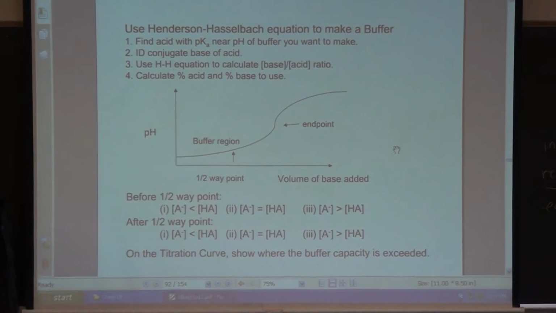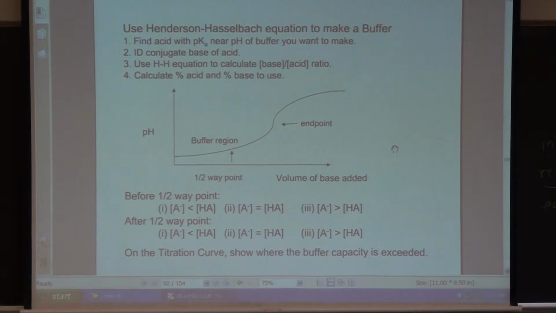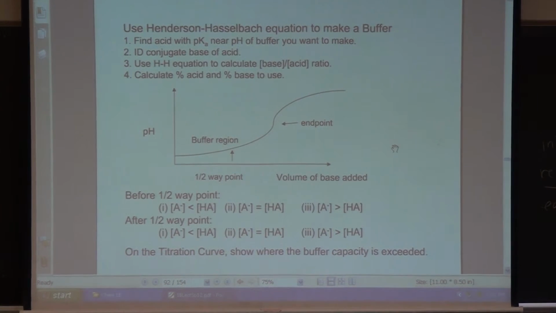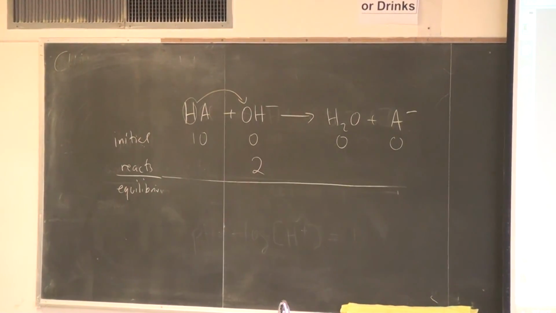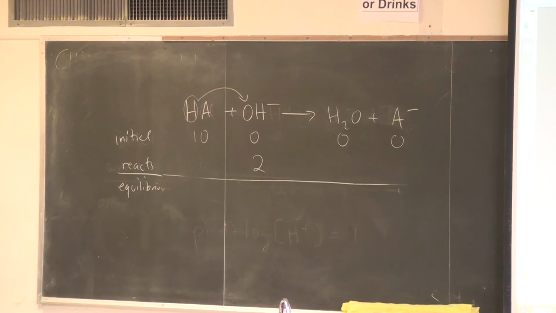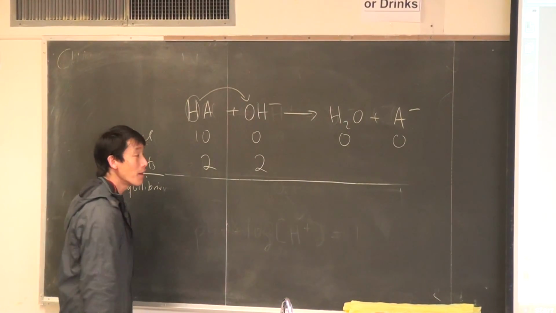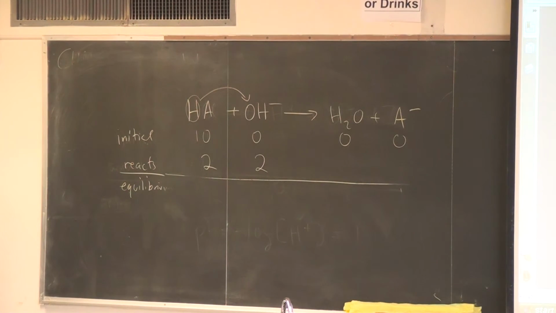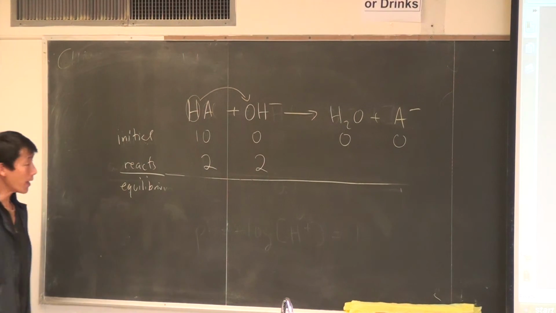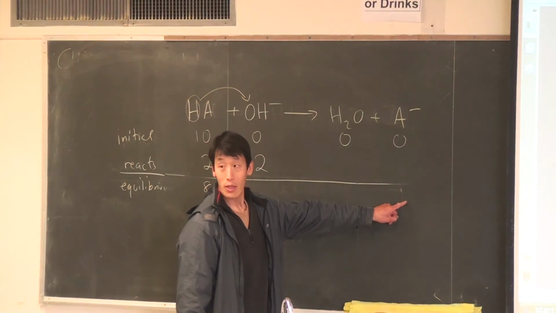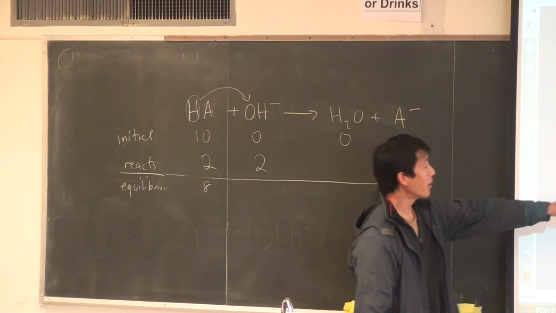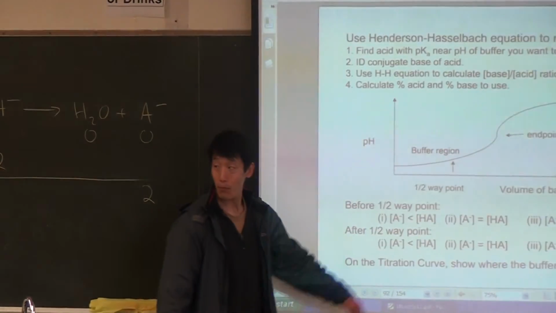As we continue to add more OH minus, now let's say we have 2. So now you've added 2 moles of OH minus. How much HA reacts with it? 2. How much HA is left over? 8. How much A minus is present in the solution? 2. So now we're over here. Okay, so we're creeping toward the halfway point.